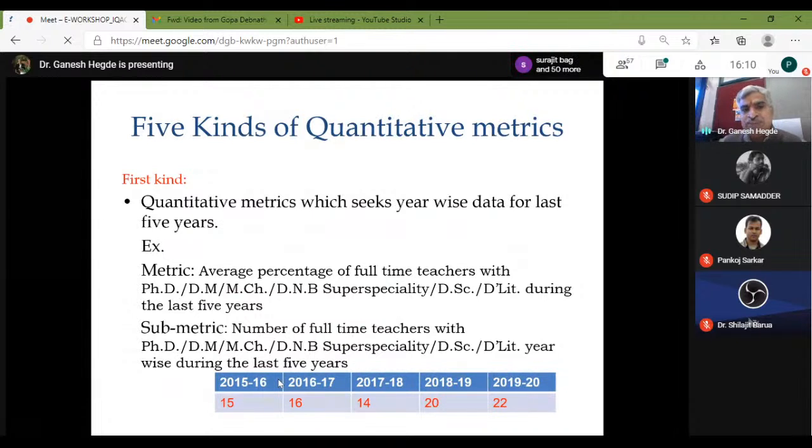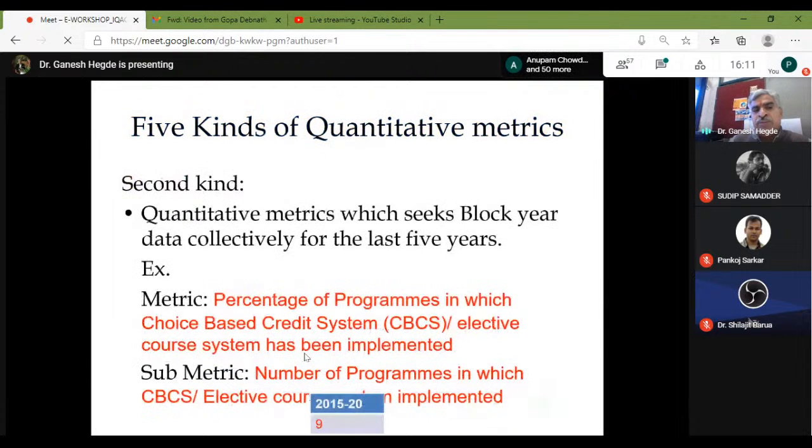Five types of quantitative metrics are there. The first of its kind is the quantitative metric which seeks year-wise data, so it asks for the last 5 years of data: maybe 2019-20, 2018-19, 2017-18, 2016-17, and 2015-16. For example, take the average percentage of full-time teachers. Full-time teachers will be 16, 15, 14, 13, 20, 22, like that you can give. The sub-metric also talks about full-time teachers with PhD, so then you will be able to give the data on how many have a PhD.